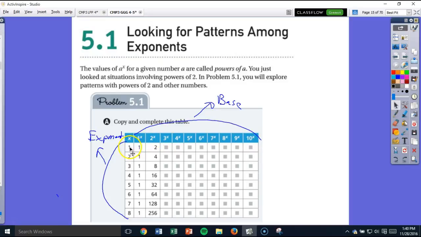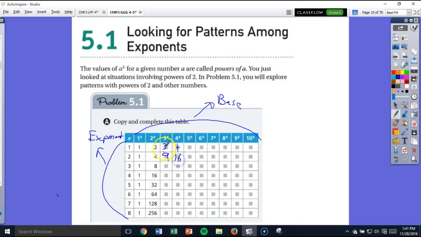Therefore, 3 to the first is going to be what? Yeah, 3. Okay? 4 to the first, 4, and so on and so forth, okay? And then as we go down, we have 3 to the second, and that's going to be 9, okay? 4 to the second would be 16, okay?